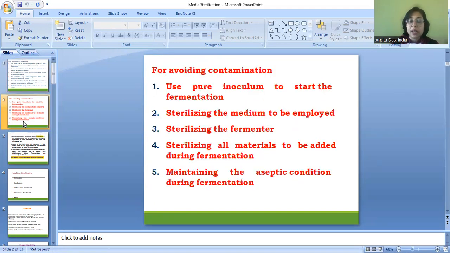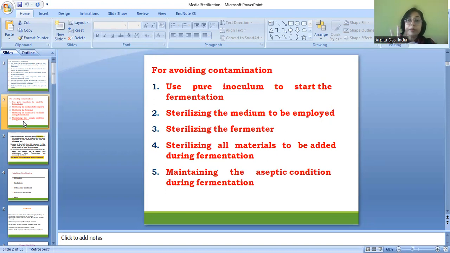Now, for avoiding contaminants, what can we do? We can use pure inoculum to start the fermentation. We need to sterilize the medium which has to be employed. We need to sterilize the fermenter without any fail. Sterilization of all the materials which are added in the fermentation method should be taken care of, and we need to maintain aseptic conditions during fermentation.